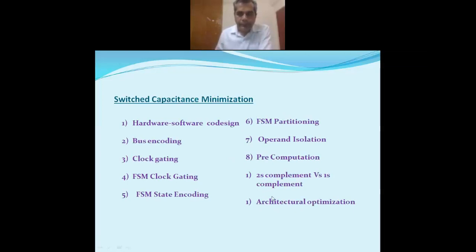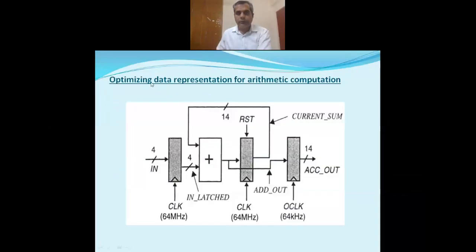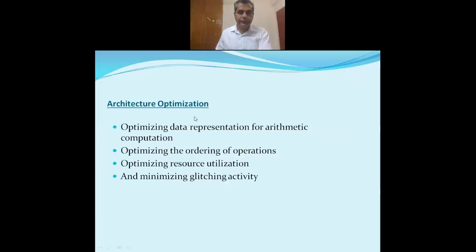At the end of the previous class, we were talking about the architectural optimization for reducing the switching activity. That was demonstrated with the help of this technique. Architectural level optimization can be done either by optimizing data representation for arithmetic computation, or by optimizing the ordering of the operations, optimizing the resource utilization, or optimizing the glitching activity.